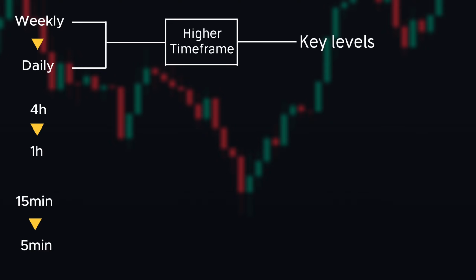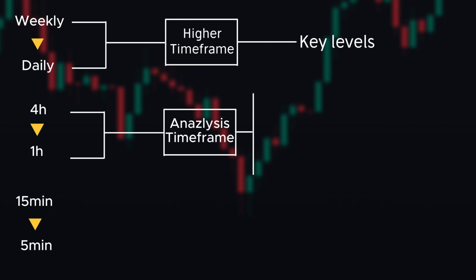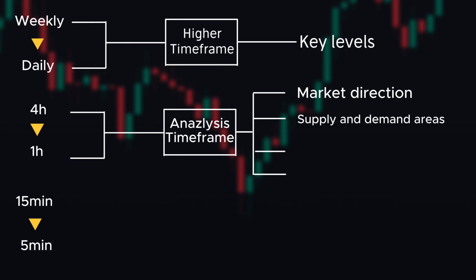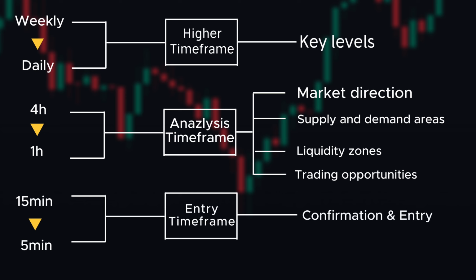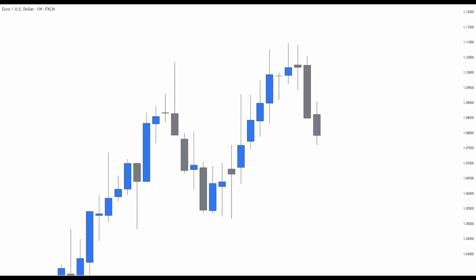Second, we use 4 hours and 1 hour time frame to do most of the analysis, including identifying market direction, supply and demand areas, order blocks, liquidity zones, and trading opportunities. For third, we use 15 minutes and 5 minutes time frames if we needed more confirmations and entry reasons in lower detail. Now let's apply these concepts on the real chart of multiple pairs to completely understand this technique.